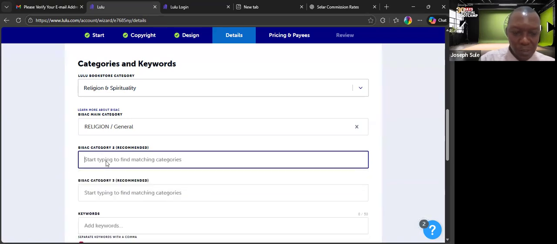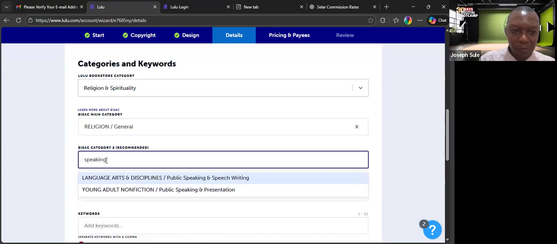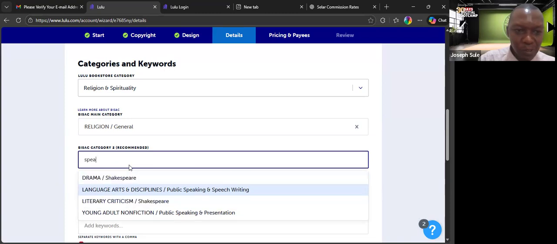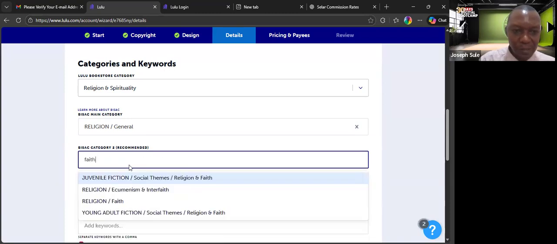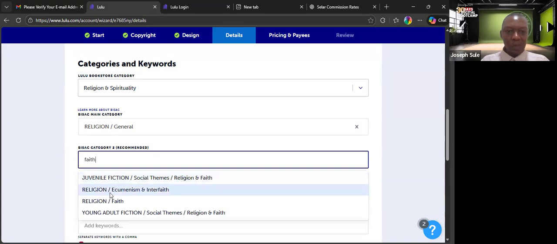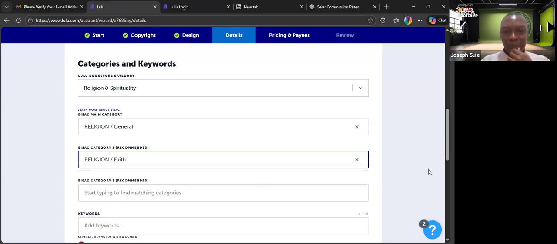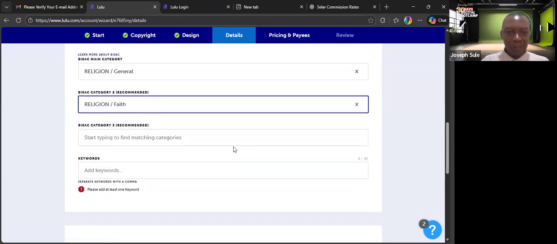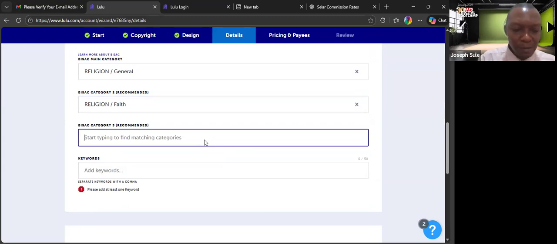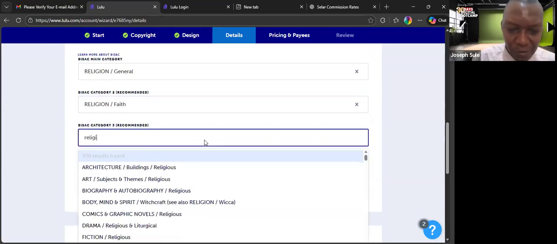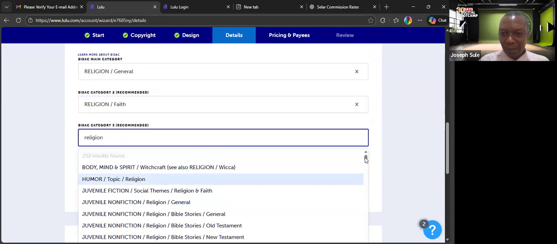Or let me say speaking in tongues. Let me type speaking in tongues itself. Okay, nothing is coming up regarding speaking in tongues. So let me type faith and see. Okay, there is this one, this BISAC category, religion/faith. Under religion, this book covers faith. Speaking in tongues, does it have to do with faith? Well, I think so. So I'll go with this. If you don't have faith, you can't speak in tongues. Okay. Let me further search for another BISAC category and see.